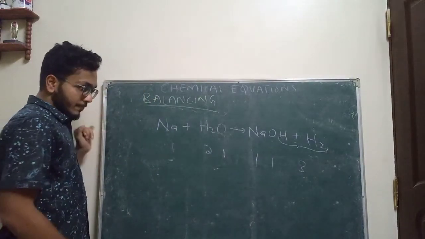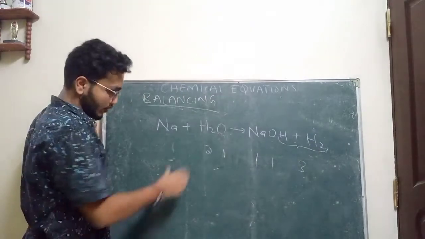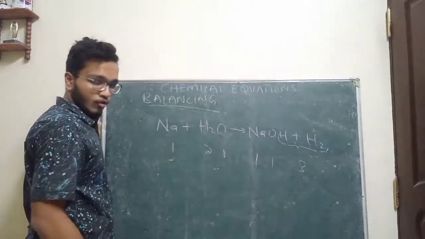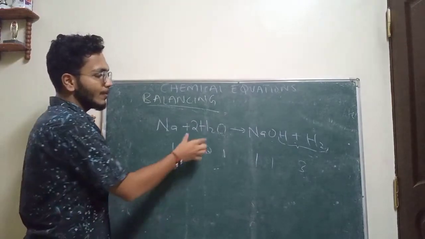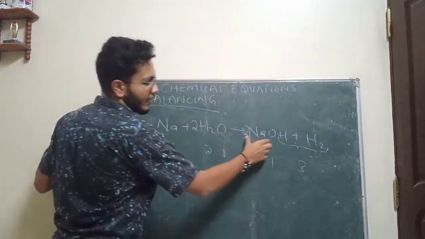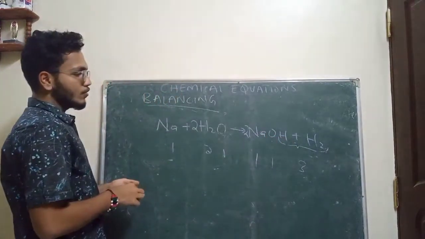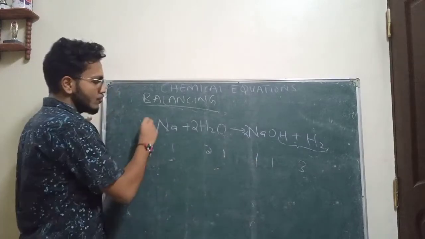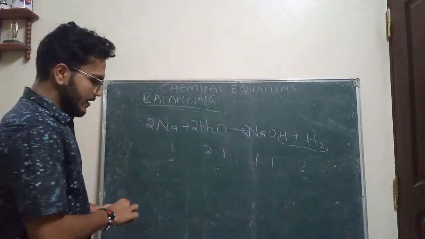How will you do this? On the product side there are 3 hydrogen atoms, but on the reactant side there are 2. So you will put 2 in front of the water to form 4 hydrogen atoms and 2 in front of the sodium hydroxide to form 2 hydrogen atoms, and now this shows you that there are 2 sodium, so you also put a 2. Are you getting me? Let's do this again.